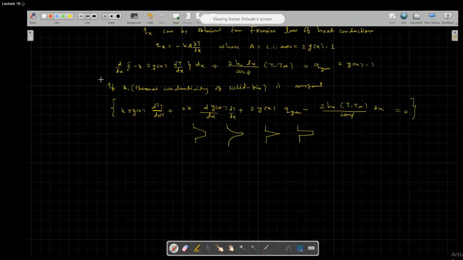These constants should be known. dy/dx should also be known. So this is known, dT/dx is unknown, and h(x), T infinity should be known. T is unknown. Wherever T is there, that is unknown. And we can use any discretization scheme for the second order term and any discretization scheme for the first order term, at that particular node.